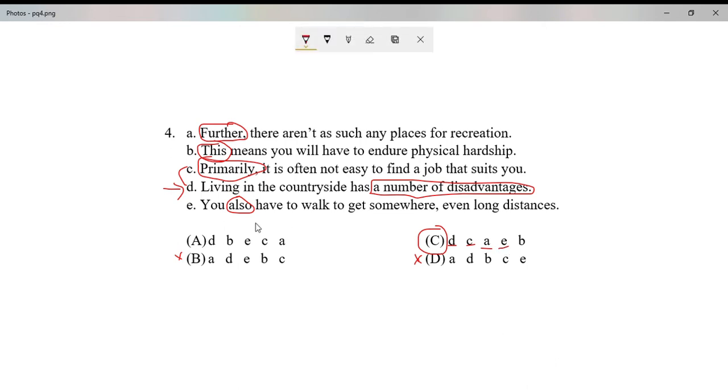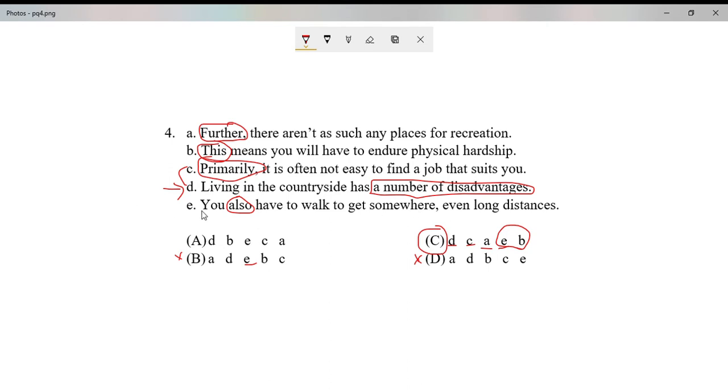And then I have E. You also have to walk to get somewhere, even long distances. And then B. This is the other pair, right, over here that convinces me this is the answer. See? E and B, right? This answer also has E and B, but again, we start with D. We cannot start with further.